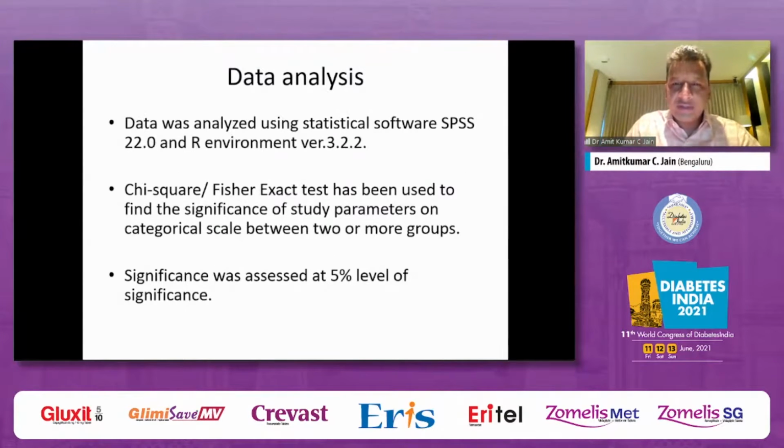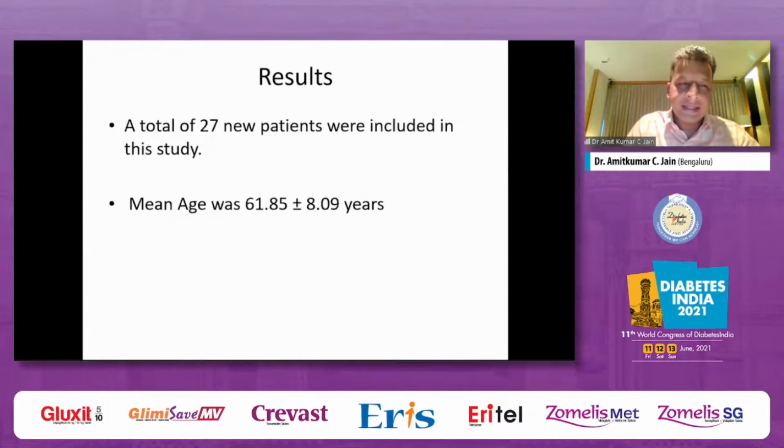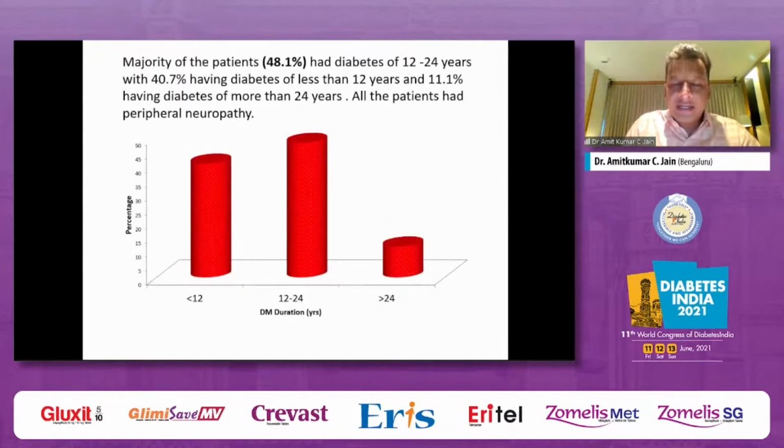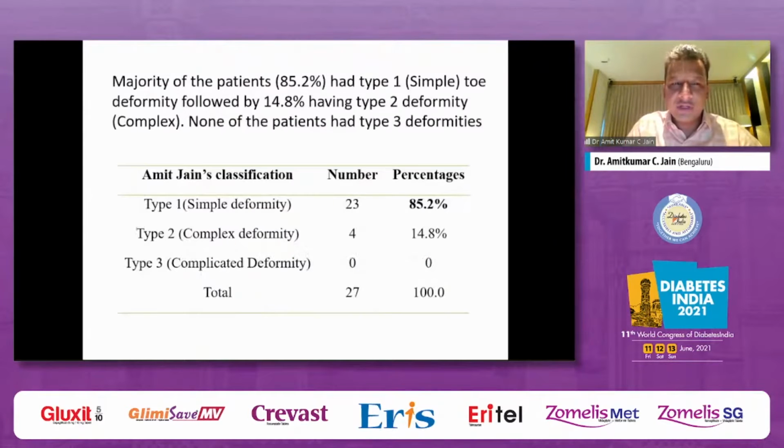Data analysis was done using software SPSS 22, and we had applied the chi-square and Fisher exact test to compare study parameters on categories between the two groups, and a p-value of less than 0.05 was considered significant. We had included a total of 27 new patients who had come to us during this study period. The average age of most of these people was 61.85. Male dominated, where 60% of them were males in this study. Approximately half of these patients had diabetes of more than 12 years duration, and all these 27 patients had peripheral neuropathy.